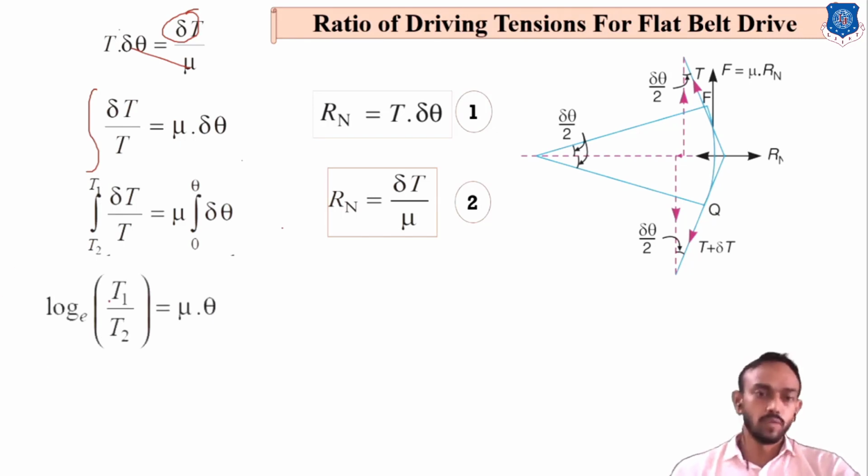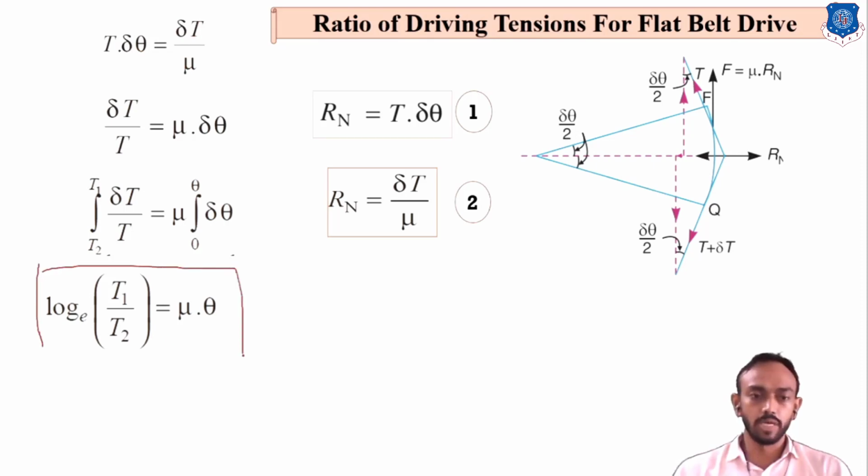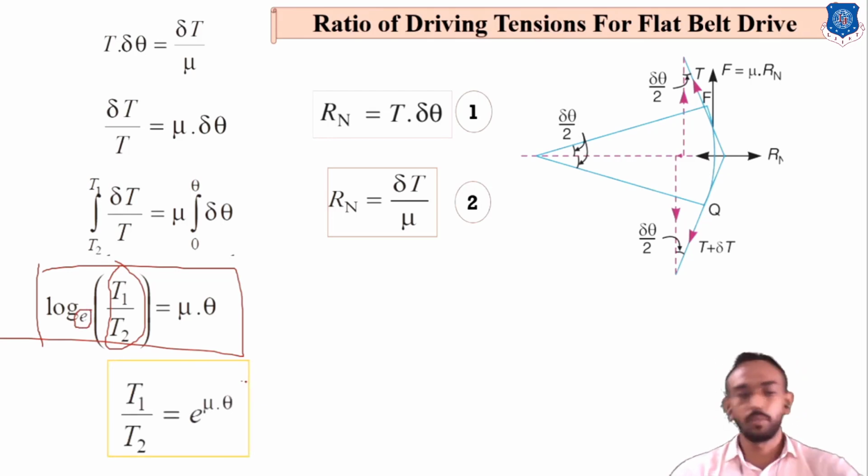So you know that the integral of 1 upon T is log T1 upon T2 is equal to μθ, because we put the limit 0 to θ. It is a very simple integration, and you will get log T1 upon T2 is equal to μθ. But if you want T1 upon T2, there is a base e, so applying anti-log on both sides, you get T1 upon T2 is equal to e raised to μθ.